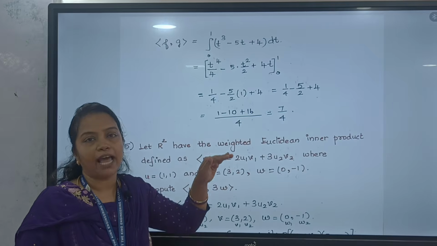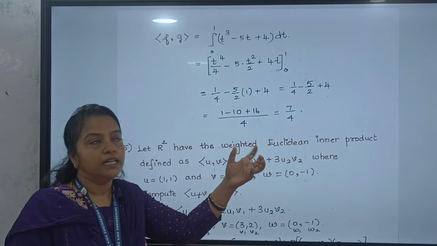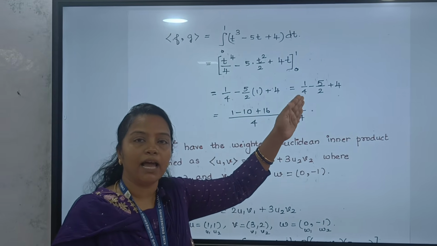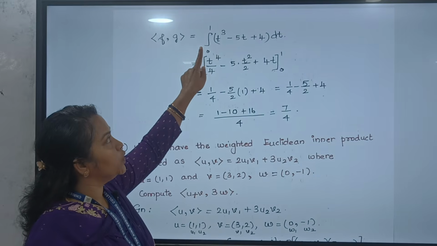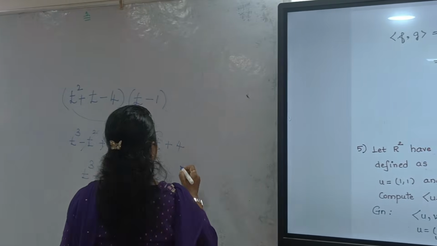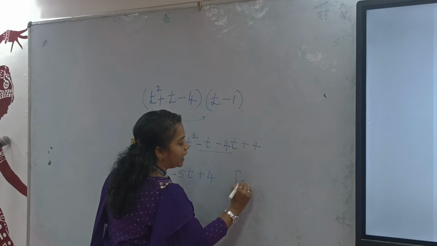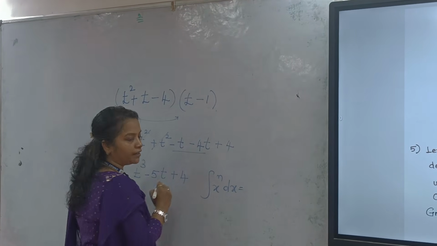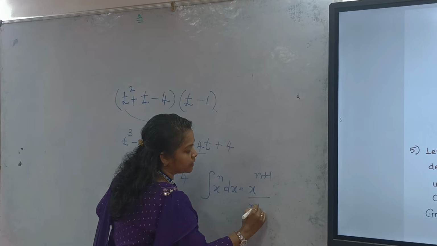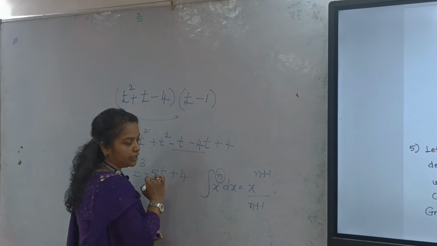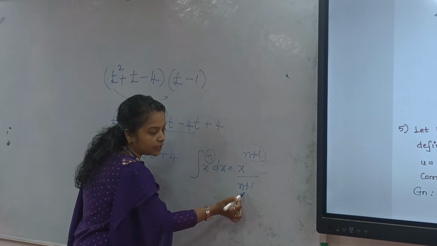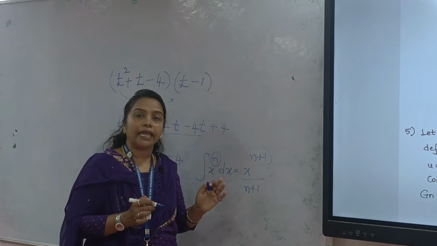Now the next step, what I have to do is integrate. Everything is in terms of t, so I have to integrate with respect to t. So if you integrate t cube, the general formula for integral of x power n dx is x power n plus 1 by n plus 1. Whatever n is, add 1 to it and take the same n plus 1 in the denominator.